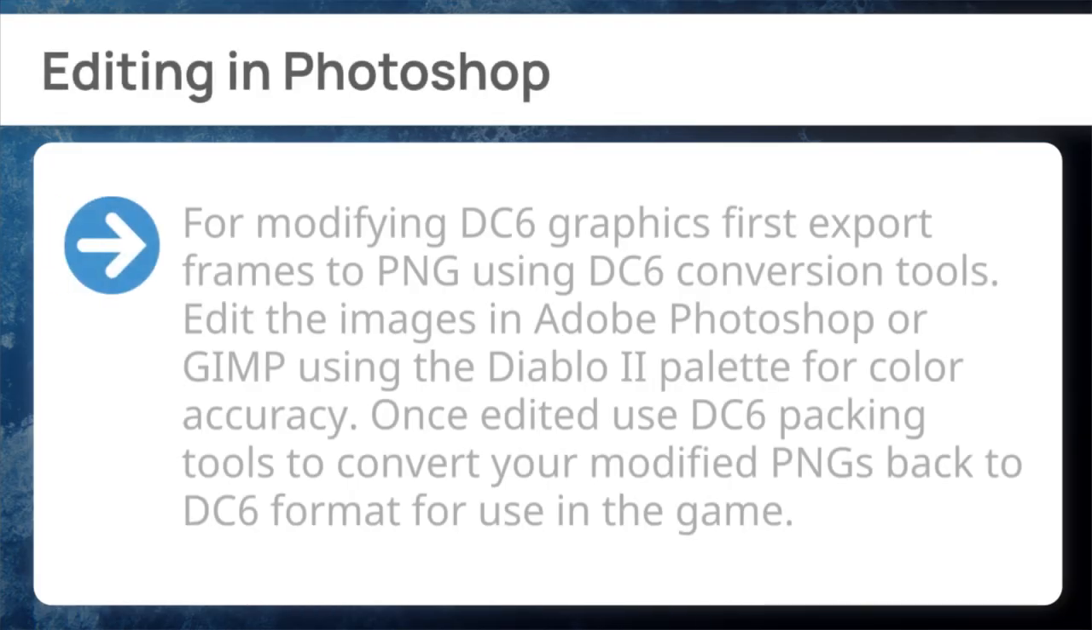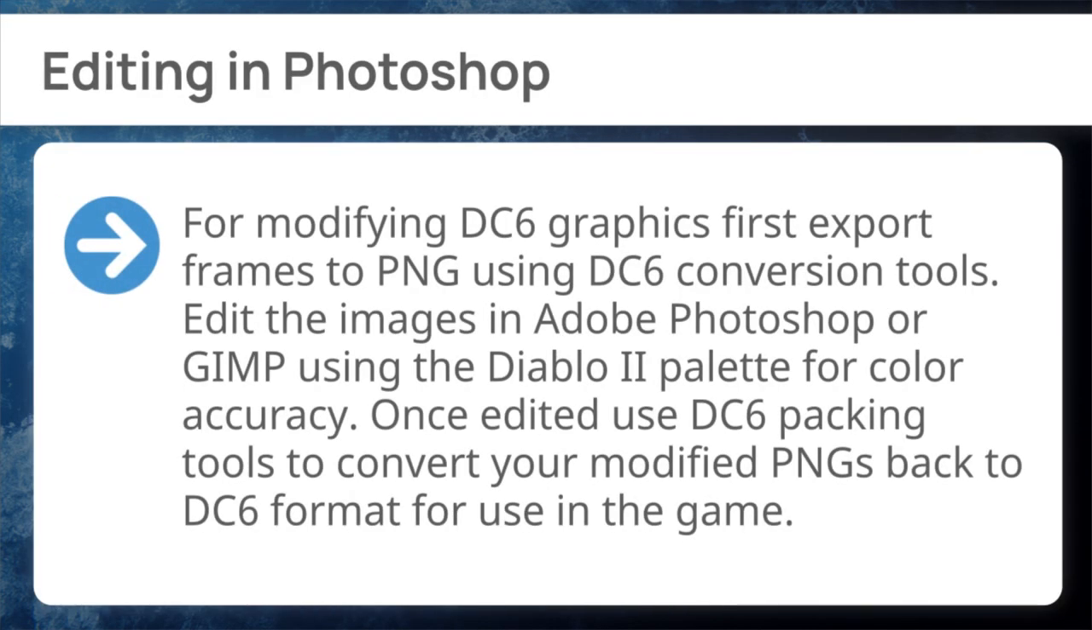Next, editing in Photoshop. For modifying DC6 graphics, first export frames to PNG using DC6 conversion tools. Edit the images in Adobe Photoshop or GIMP using the Diablo II palette for color accuracy. Once edited, use DC6 packing tools to convert your modified PNGs back to DC6 format for use in the game.